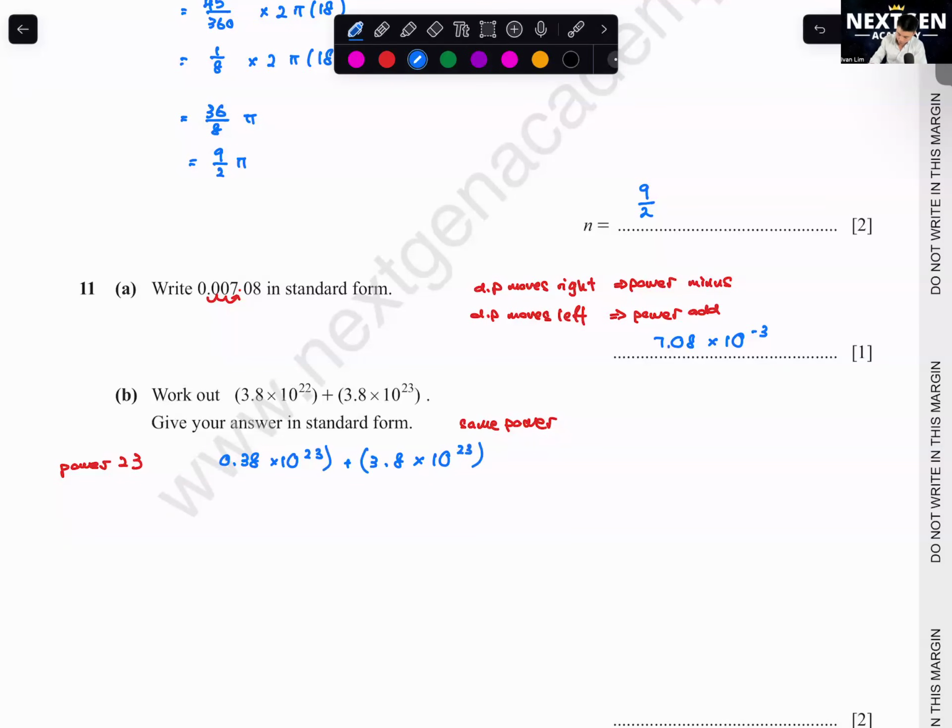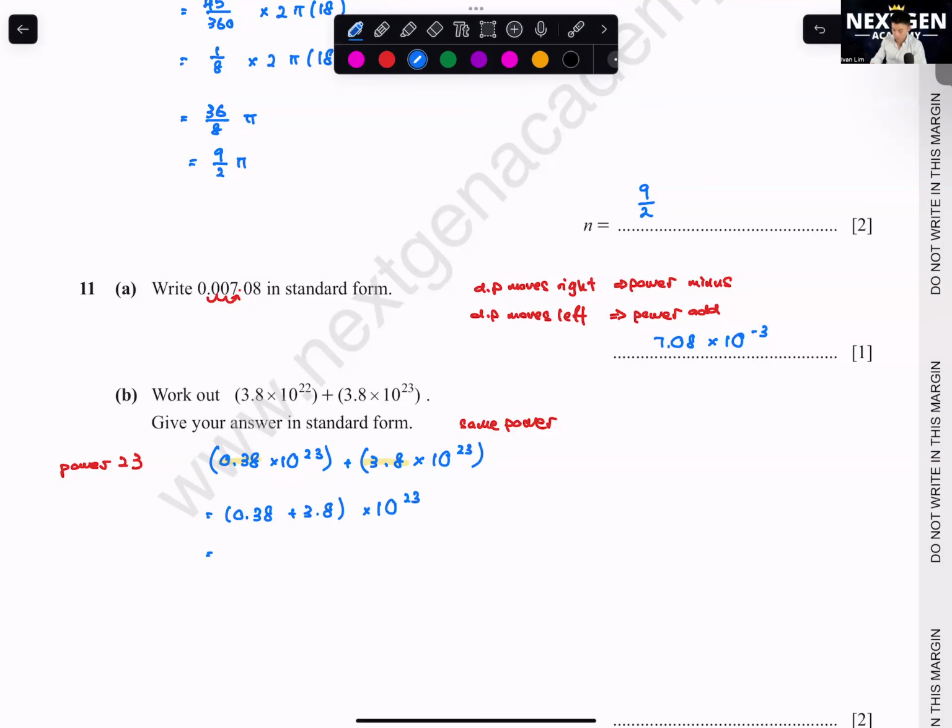If you want to put in bracket, up to you. Once your power is the same, you can take these two values, you can add or subtract depending on what you're doing. This one is adding.